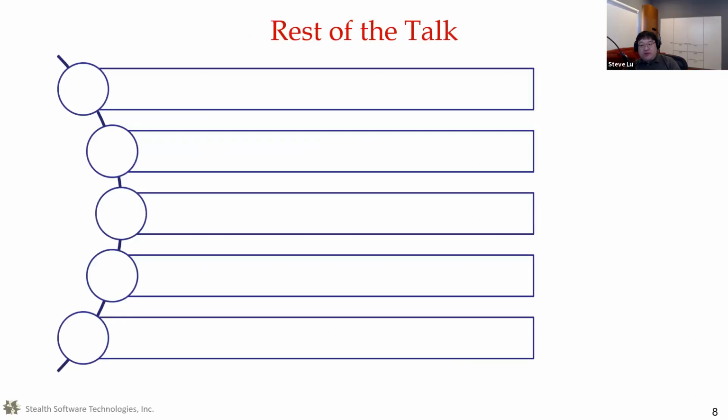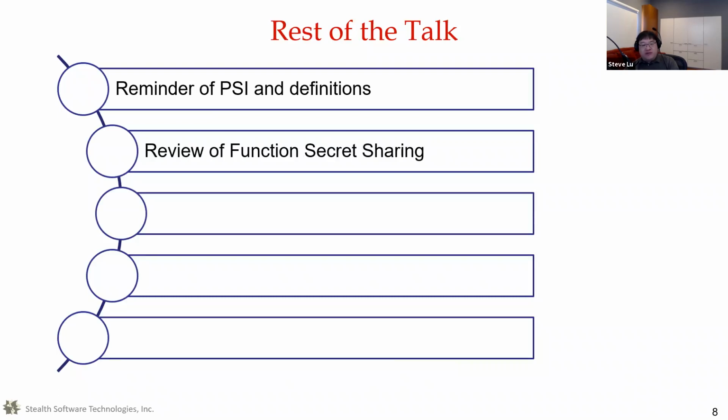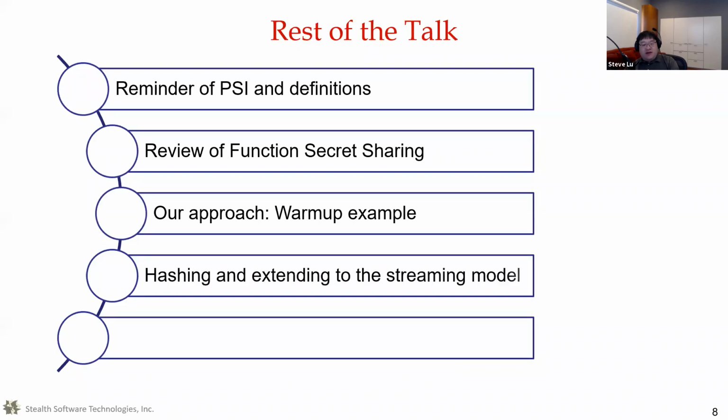All right. So for the rest of the talk, I'll go over a reminder of PSI and definitions, a review of function secret sharing, a warm-up example, and then how we actually do our full construction using hashing and streaming, and then finally talk a little bit about implementation and hardening of the solution.